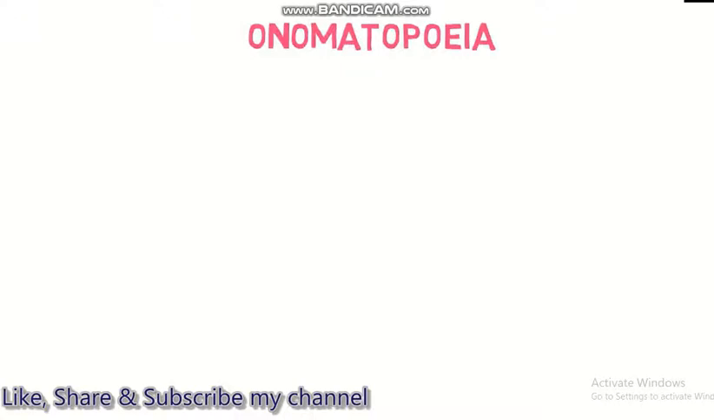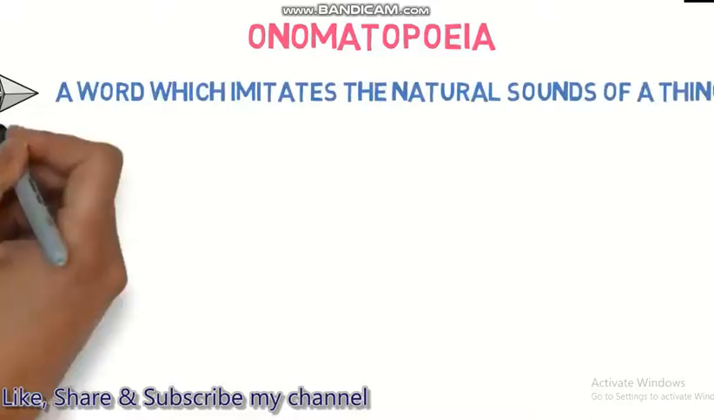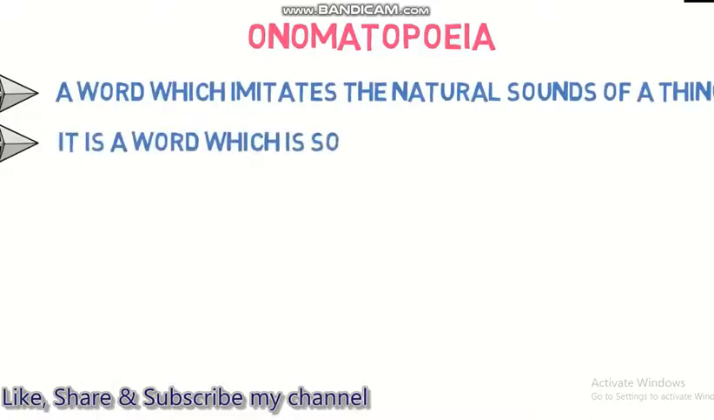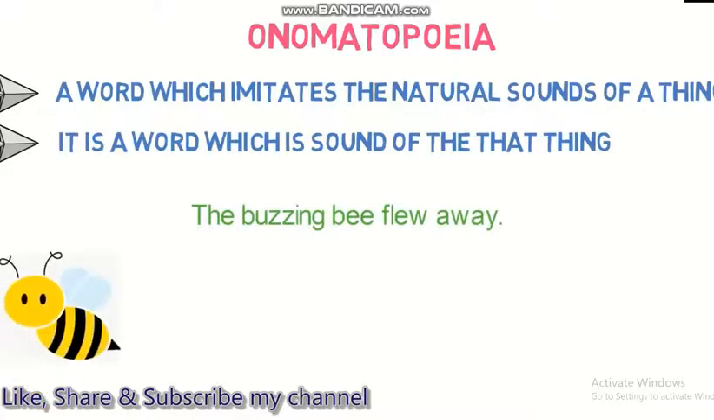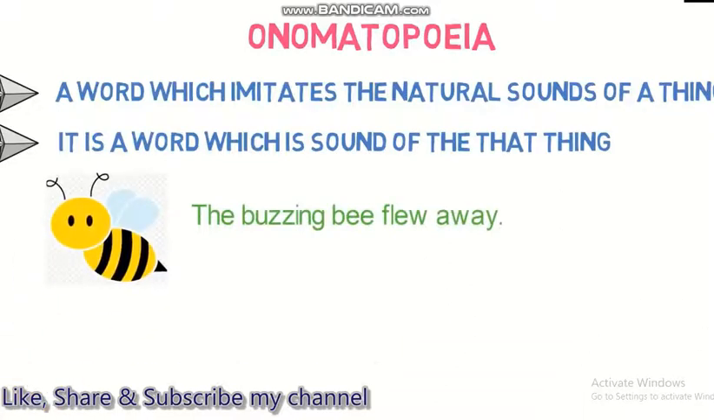Onomatopoeia. An onomatopoeia is defined as a word which imitates the natural sounds of a thing. That is, it is a word which is the sound of that thing. Let's understand it with some examples. The buzzing bee flew away. What is the sound of a bee? It is buzz. As in this statement, we are using the sound of a bee buzzing. It is onomatopoeia.